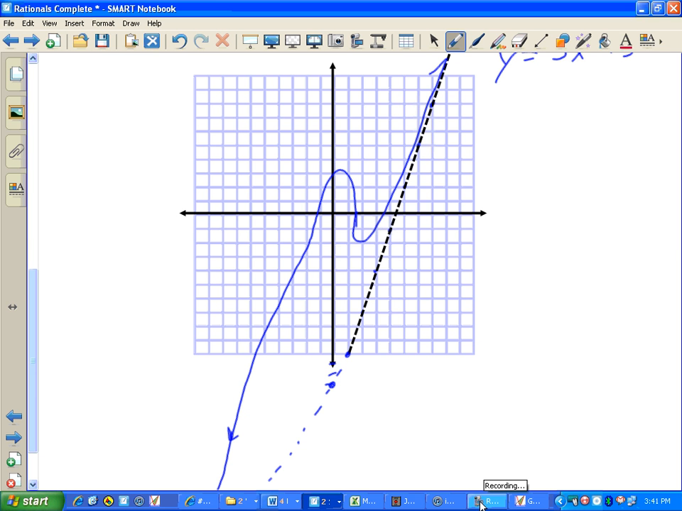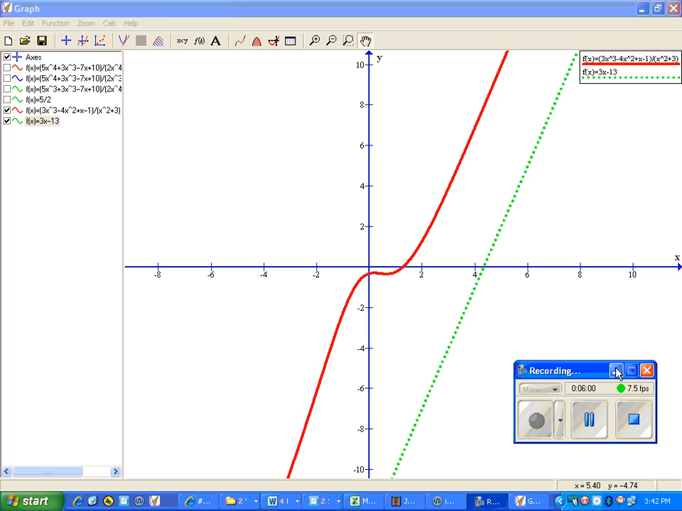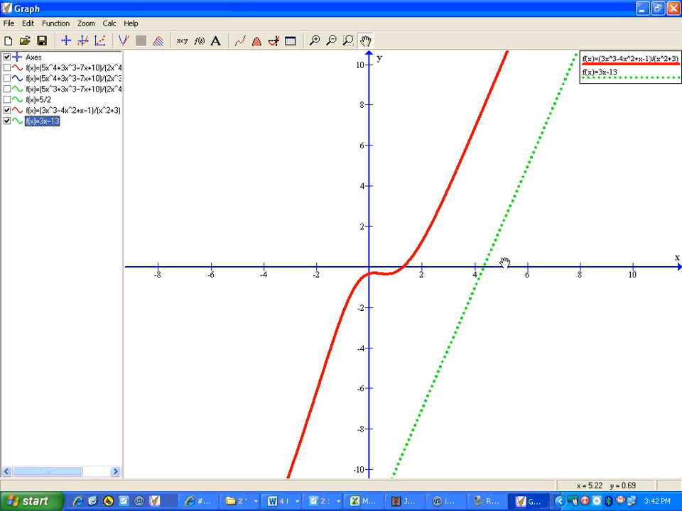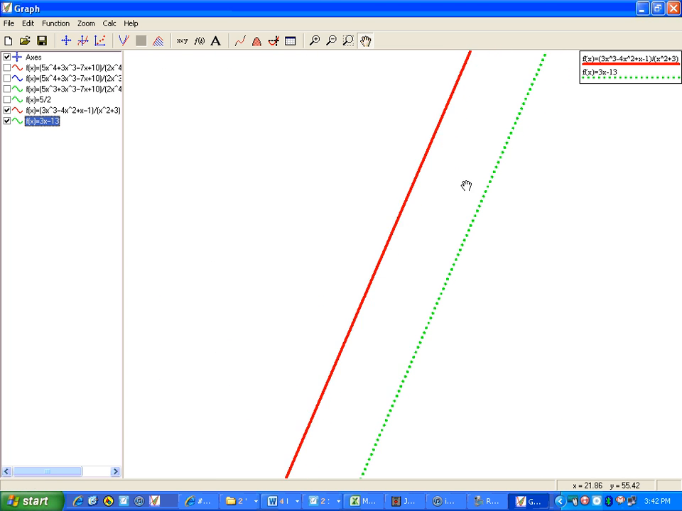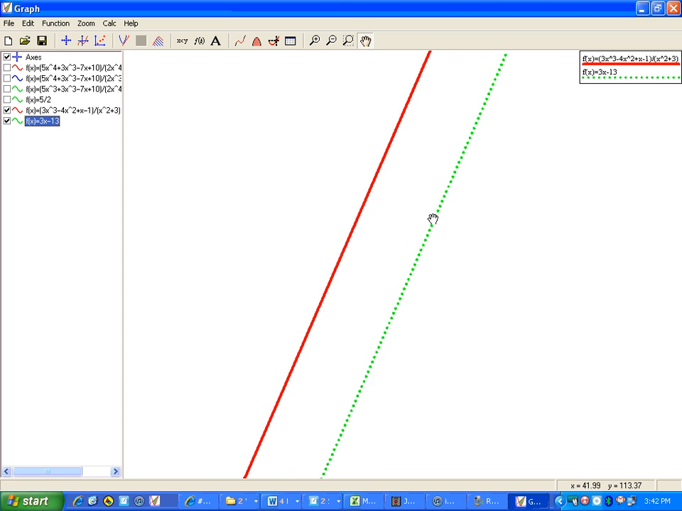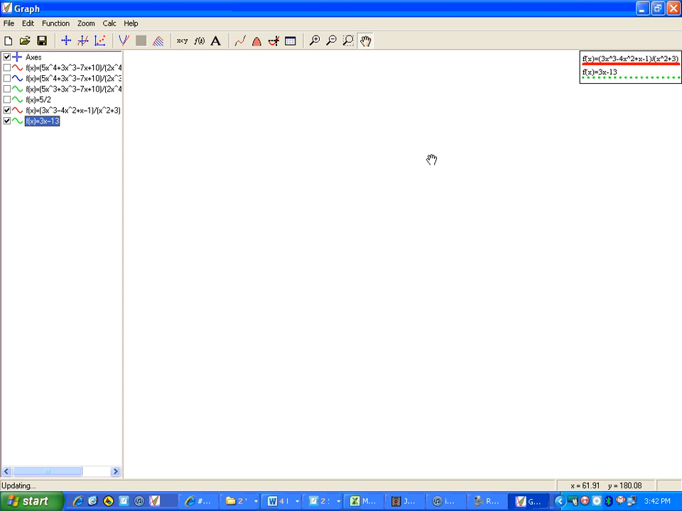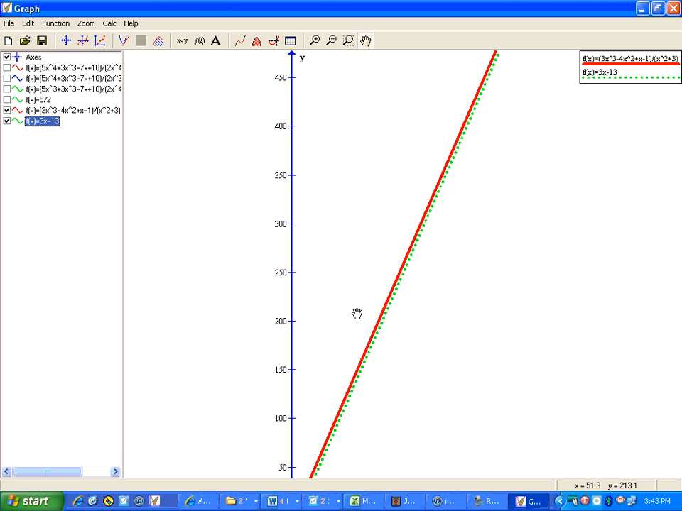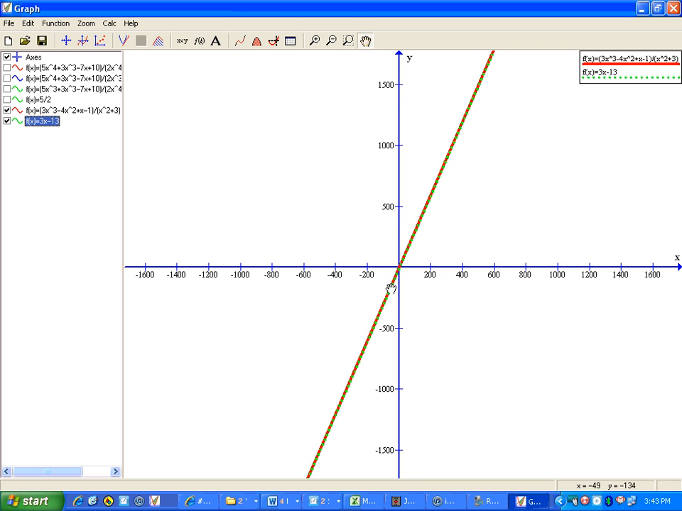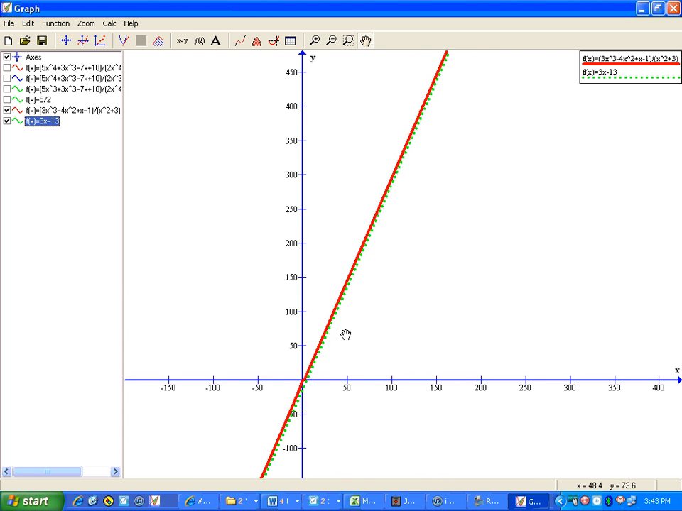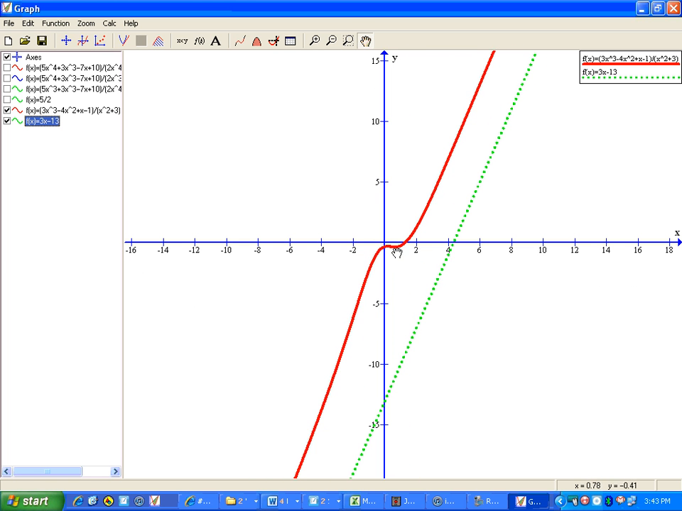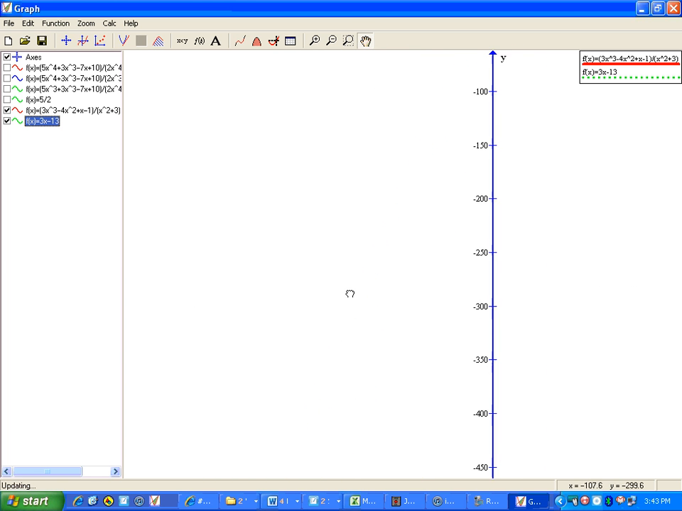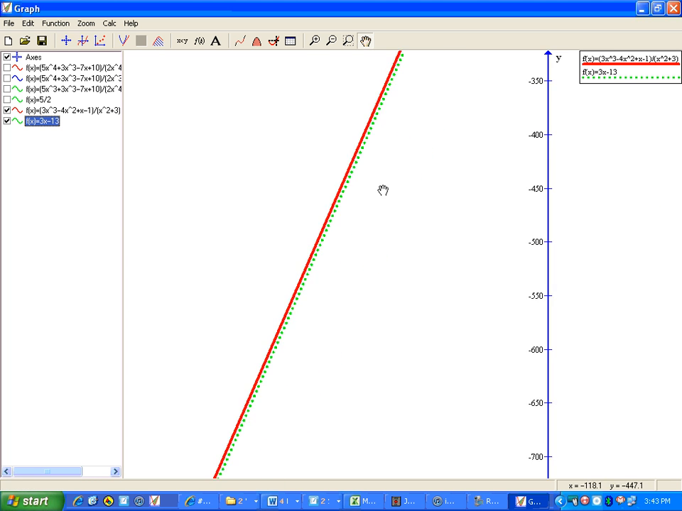I'll take a quick break here and actually graph this so we can see what's really happening. Here I've graphed our slant asymptote and the actual function. If you watch, as we get larger and larger x values, it gets closer and closer to that slant asymptote. In fact, if I zoom way out, it looks like pretty much the same line, but there's a little bit of curvature in these smaller x values. And as I go negative, it's getting closer and closer to that slant asymptote.